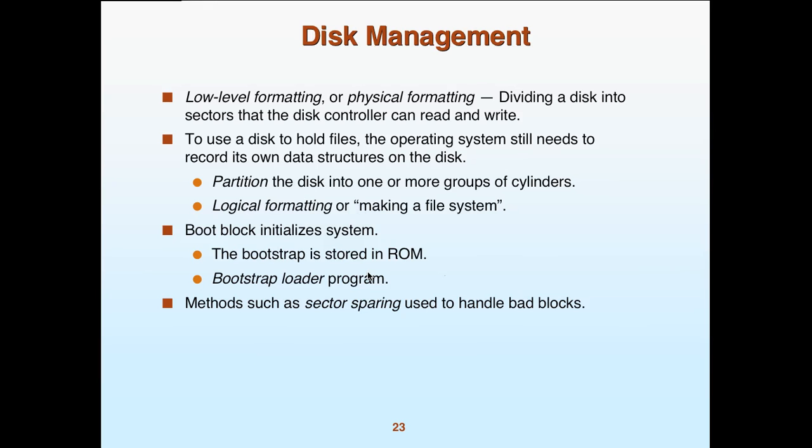Disk management. So low-level formatting or physical formatting. This is partitioning. Not making directories like last week, but actually taking the hard disk and dividing it out. So dividing a disk into sectors, and then the disk controller can read and write to different sectors. You're making it smaller. In the beginning we had 1 gigabyte drives, 2 gigabyte drives, and they partitioned them. So if you had a 2 gigabyte drive, you partitioned it into, say, 500 megabytes each. You made four drives out of it or something.